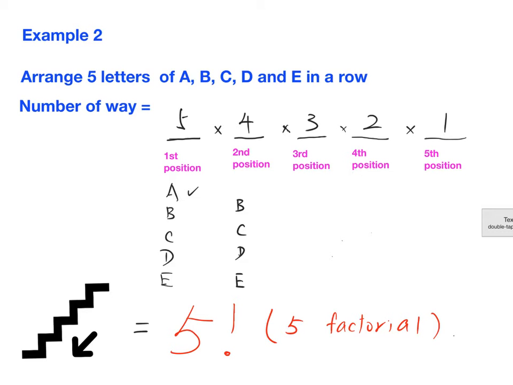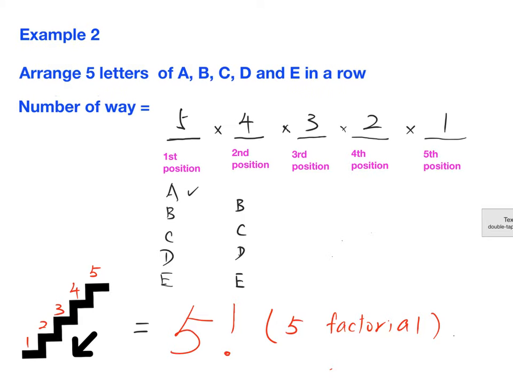You can think of 5 factorial as going downstairs from the 5th floor, then down to the 4th floor, down to the 3rd floor, until you reach the 1st floor. So this is 5 factorial. We can use 5 factorial when we are arranging 5 objects in a row, and the order does matter.